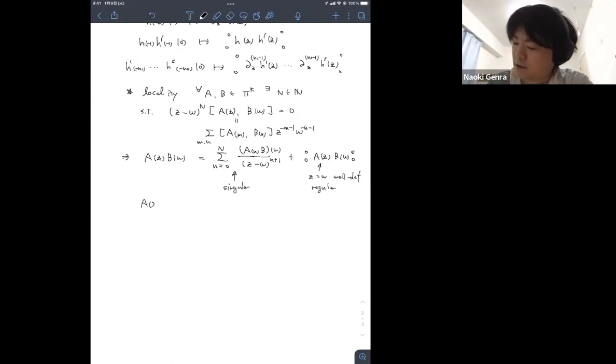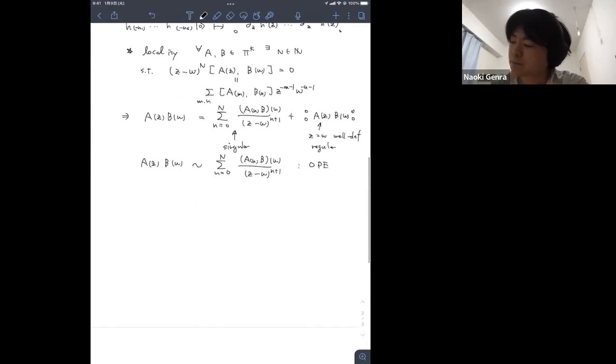So in this notation, we denote the singular part of a(z)b(w), and the result is this. And this is the operator product expansion, or just OPE. An example is our case. We consider, for example, these two fields, and then the OPE looks like this, with the action on the vacuum with level k. This is, in fact, equivalent to this bracket relation.